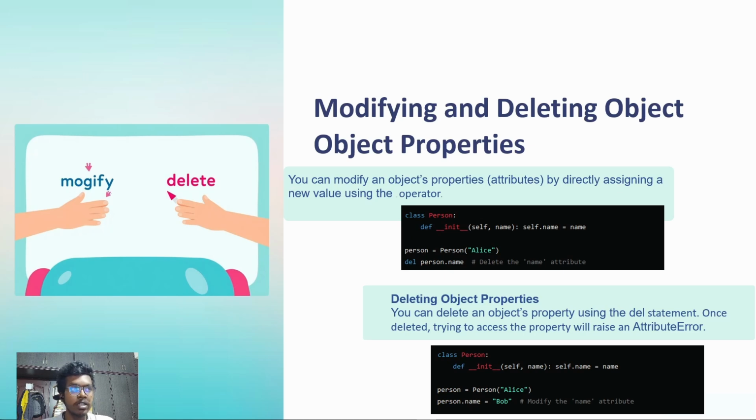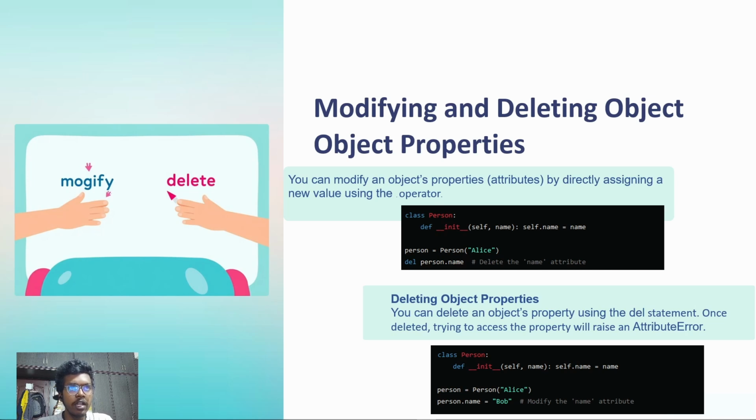Modifying and deleting objects in Python. You can modify an object's attributes by directly assigning new values using the dot operator. I have given the example here: class Person, def __init__ with self, name, and self.name is equal to name. You basically get the point.